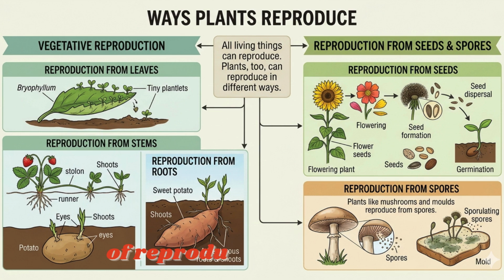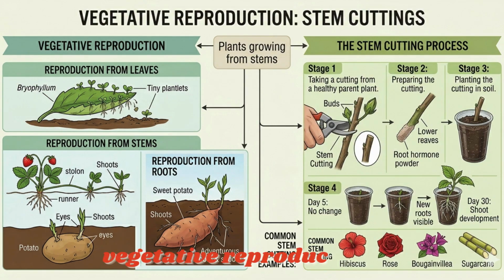There are two types of reproduction in plants. Vegetative reproduction. Reproduction from seeds. Vegetative reproduction. In vegetative reproduction, a new plant grows from some vegetative part of the parent plant such as root, stem or leaf. A. Plants growing from stems.